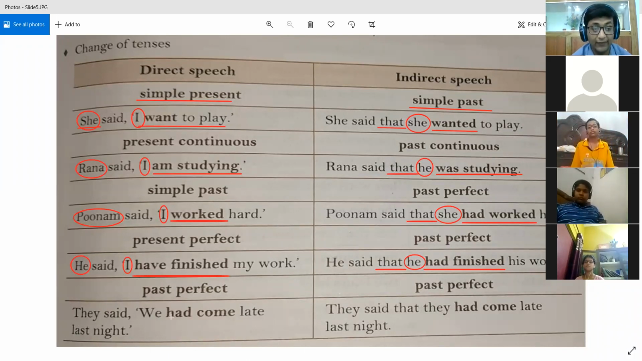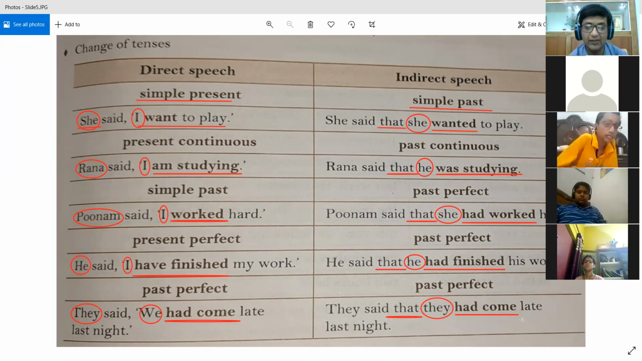So what happens? They said, "We had come late last night." So first of all, we take the conjunction that. They is present as the subject of the reporting verb said, and we is the first person pronoun that is present. So what is going to happen? It is going to change according to they. So we in the direct speech changes into they in the indirect speech. So they said that they had come. So had come remains the same because past perfect remains past perfect only. No changes take place when it is past perfect. So they said that they had come late last night.